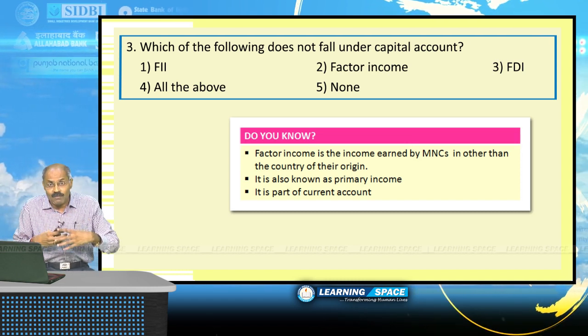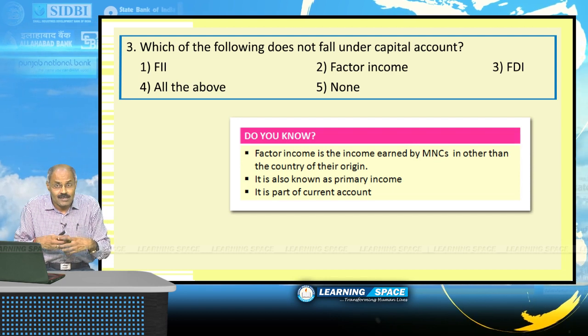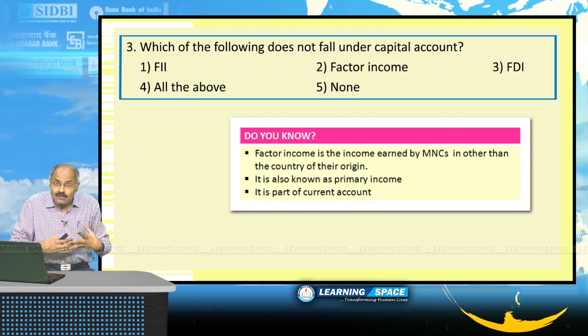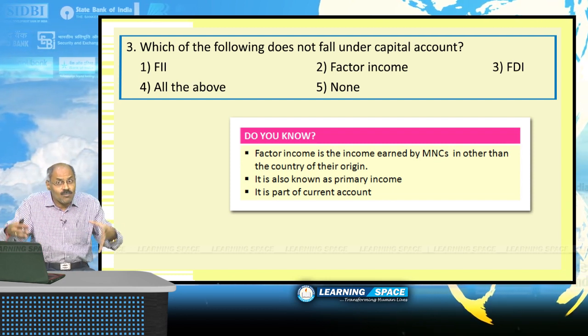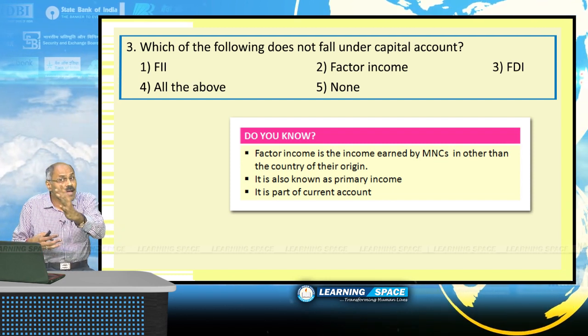The third one is FDI. FDI is foreign direct investment. They are investing in our country. That means they are getting ownership here. So that is again capital account.